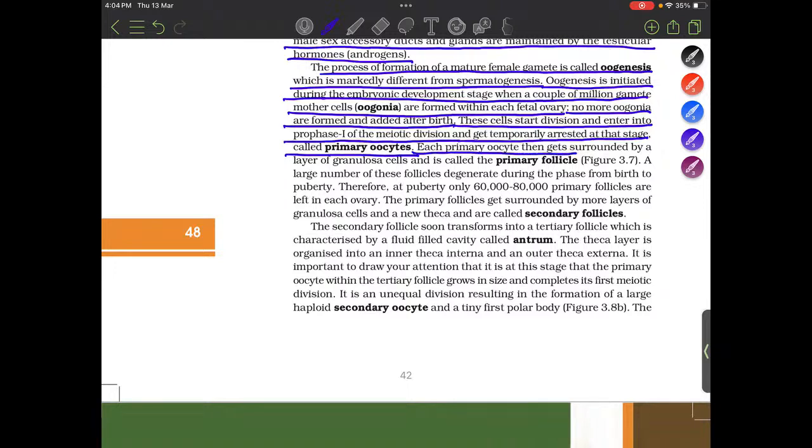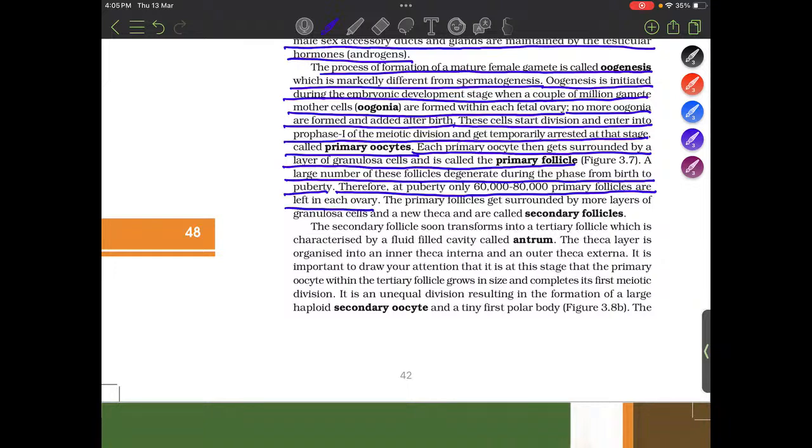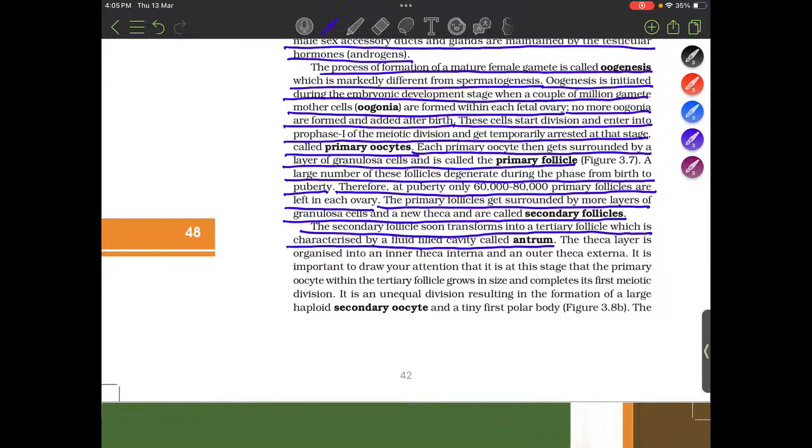Each primary oocyte then gets surrounded by a layer of granulosa cells and is called a primary follicle. A large number of these follicles degenerate during the phase from birth to puberty. Therefore, at puberty only 60,000 to 80,000 primary follicles are left in each ovary. The primary follicle gets surrounded by more layers of granulosa cells and a new theca and is called a secondary follicle. These secondary follicles soon transform into a tertiary follicle, which is characterized by a fluid-filled cavity called the antrum.